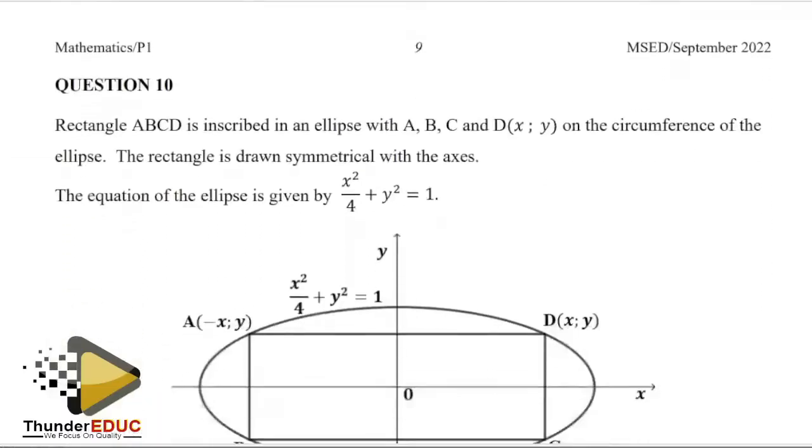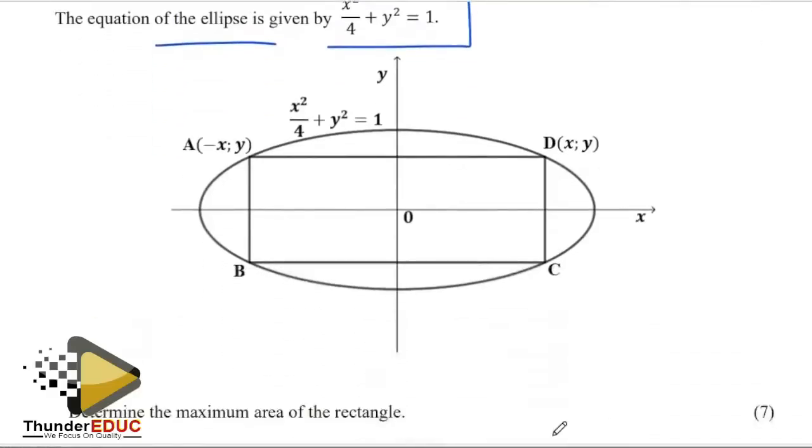Okay, then question number 10, rectangle ABC is inscribed in an ellipse, blah, blah, circumference. There's a rectangle, and then the equation of the ellipse is given as this. Okay, then what do they need? They're telling us to get the maximum area, calculate the maximum. So you need to get the formula for the maximum area and all of that. So we have the coordinates. From here up to here is x. From there up to there is also negative x, which means your length is the same as 2x.